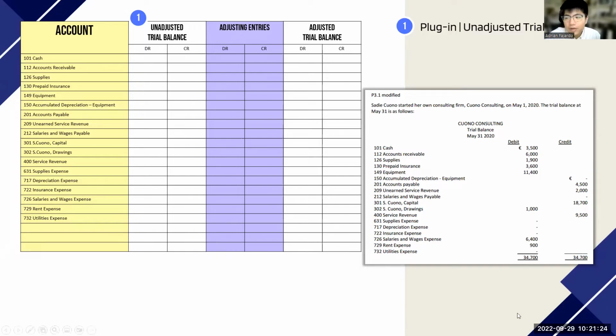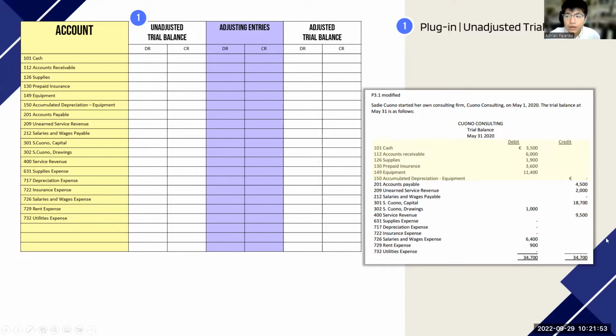No need to post because everything is contained in our unadjusted trial balance. So again, we just basically plug it in. First, we plug in our assets, right? As you can notice, from 101 cash to 150 accumulated depreciation equipment, all of them are in the hundreds. And going back to our chart of accounts, this is by design, right?